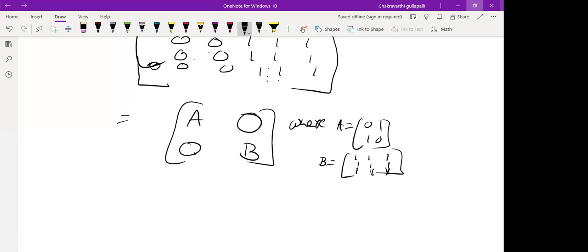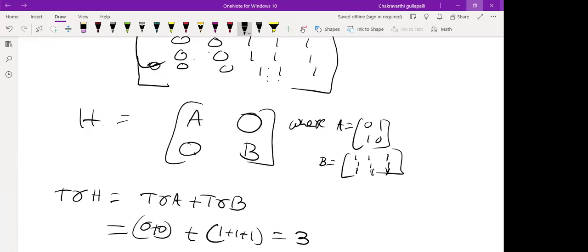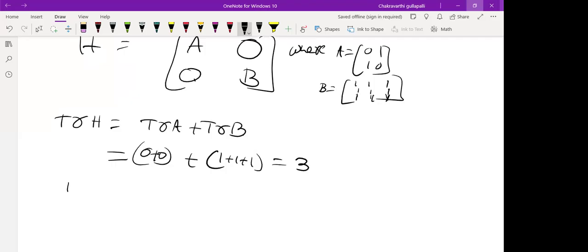Okay. Now we want the trace of H. Trace of H is trace A plus trace B. Trace A is the sum of the diagonal elements. Trace B is 1 plus 1 plus 1, which is 3. So trace H is 3.